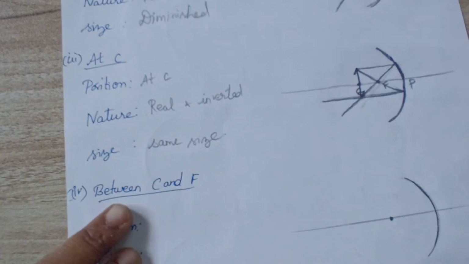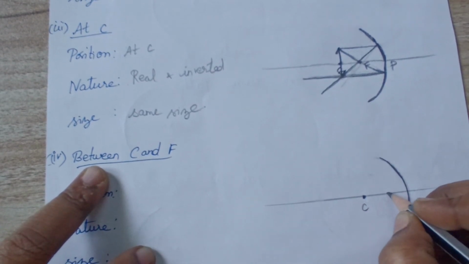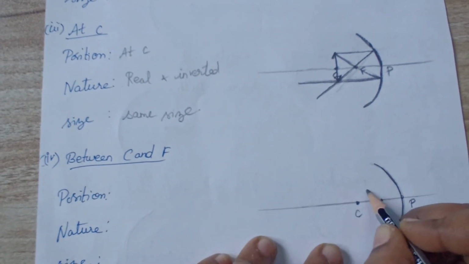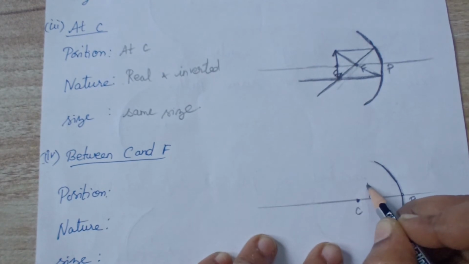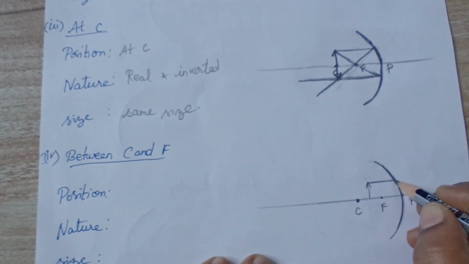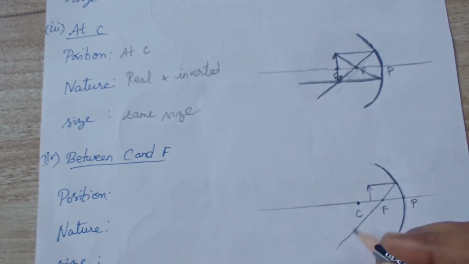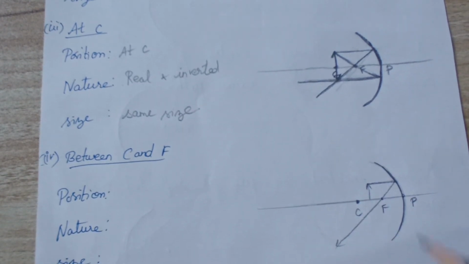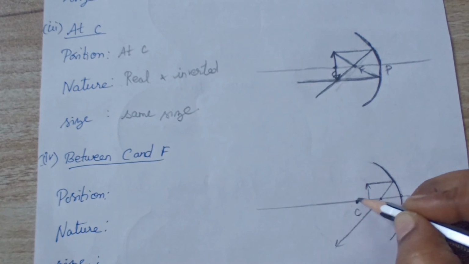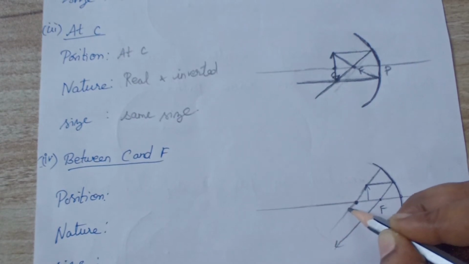Okay, next, when the object is placed between C and F, your F is here and P is here. So when the object is placed somewhere between C and F, take this as your object. So draw a parallel line. If it is a parallel line, then it will be reflected back and pass through the focus point, right? This is a reflected line. Then when the ray, for example, this ray passes through the center of curvature, it touches the head and it will be passed like this, right?